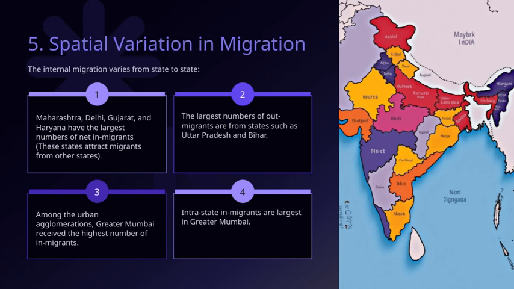Among urban agglomerations, Greater Mumbai again stands out as the primary recipient of in-migrants, reinforcing its significance as a migration destination. Additionally, states such as Maharashtra, Delhi, Gujarat, and Haryana have the largest net in-migrants, meaning they attract more people from other states than they send out. This variation shows us how migration patterns are highly dependent on regional opportunities and economic factors. Overall, this spatial variation underscores the dynamic nature of migration within the country, shaped by economic prospects, employment opportunities, and urban growth.